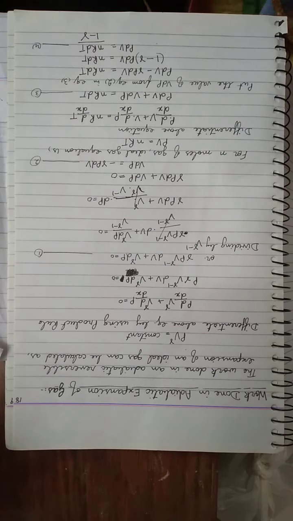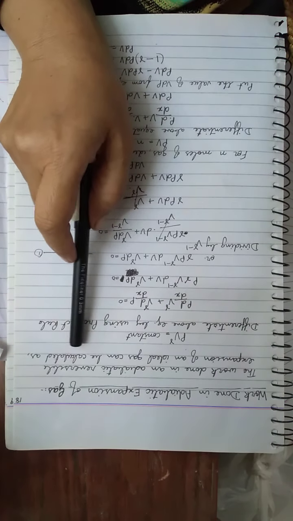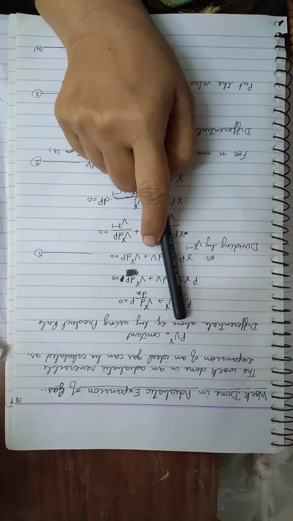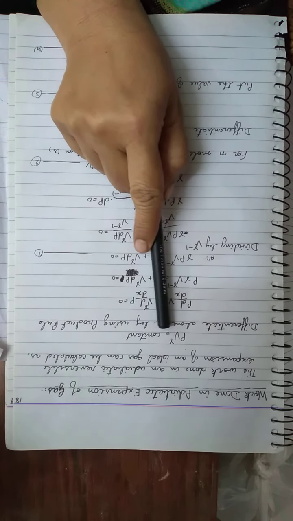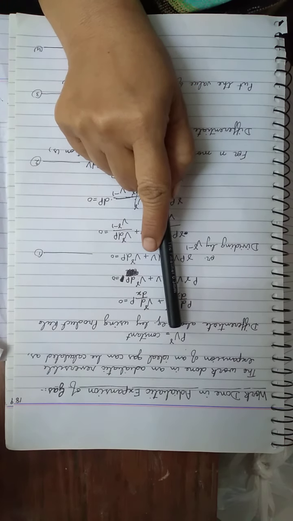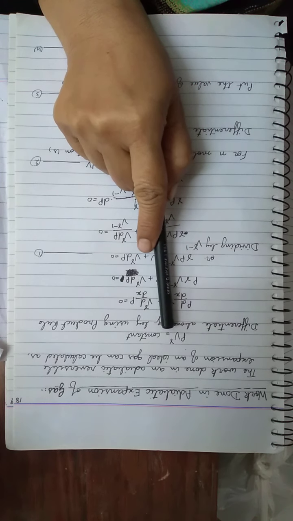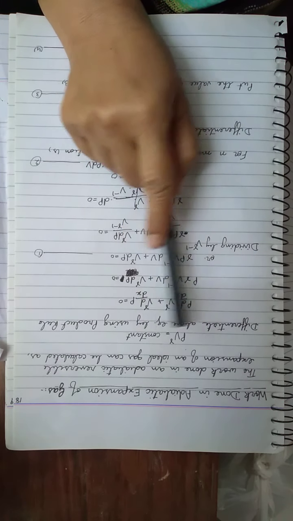We are studying the chapter of thermodynamics. The topic under study is work done in adiabatic expansion of gas. The work done in adiabatic reversible expansion of an ideal gas can be calculated by this equation: PV^γ is equal to constant. We have studied this equation yesterday.